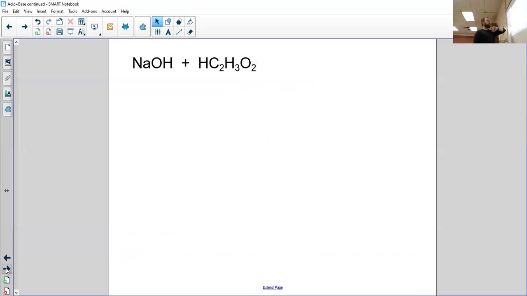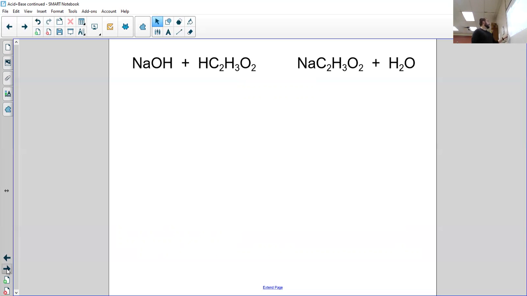So we have our NaOH plus HC2H3O2. So we have sodium hydroxide and acetic acid. Those form one of my favorite compounds, sodium acetate. The reason it's one of my favorites is it spells out nacho if you ignore the numbers. And we also have water as one of our products. We always have water as one of our products for an acid-base reaction.